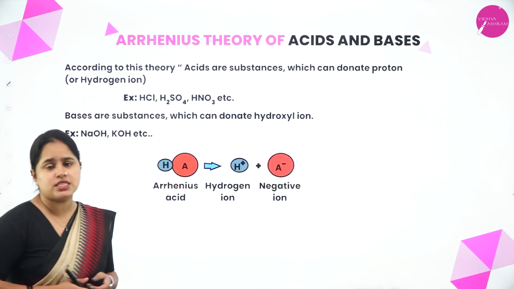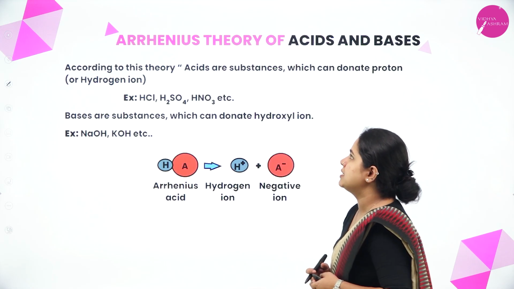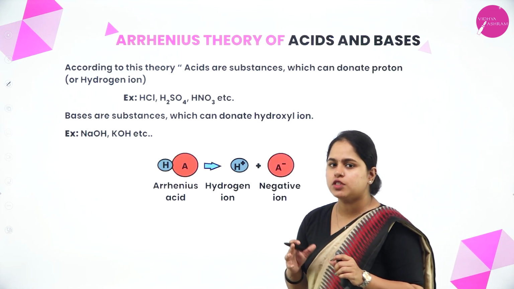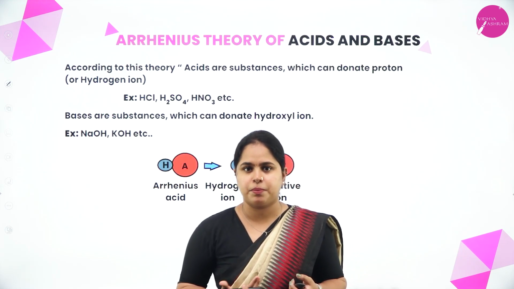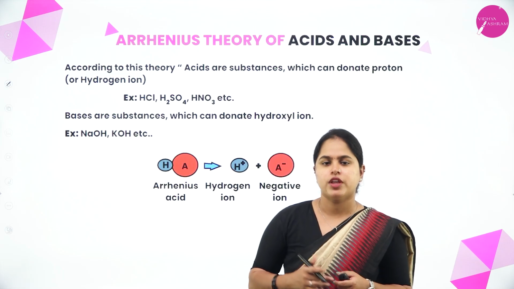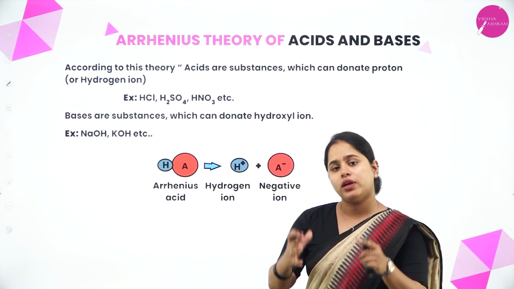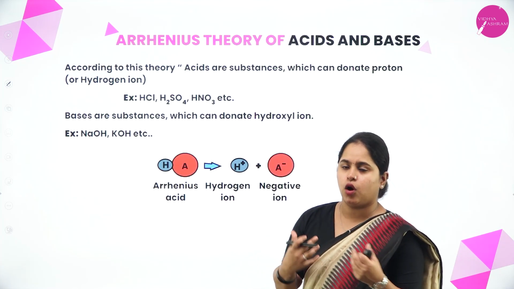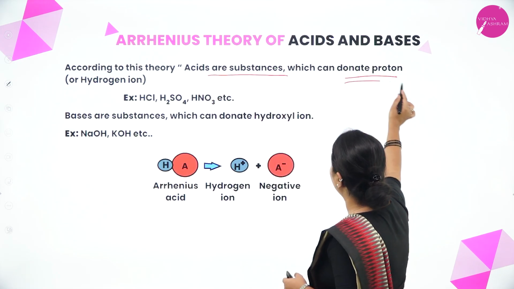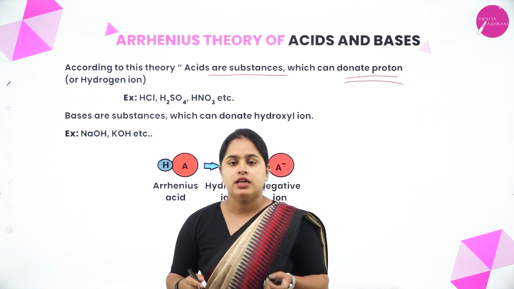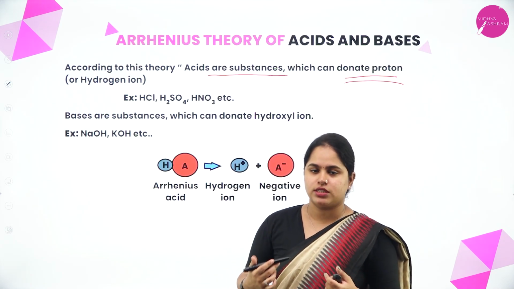Now moving on to the first theory of acids and bases, that is Arrhenius theory of acids and bases. You have a small idea about what acids are, what the taste of acids is, how you can detect acids using pH paper, all of that might be familiar for you. So first let's move on to Arrhenius theory. What did Arrhenius theory say? How can you identify whether a compound is an acid or a base? According to this theory, acids are substances which can donate protons, H plus ions.